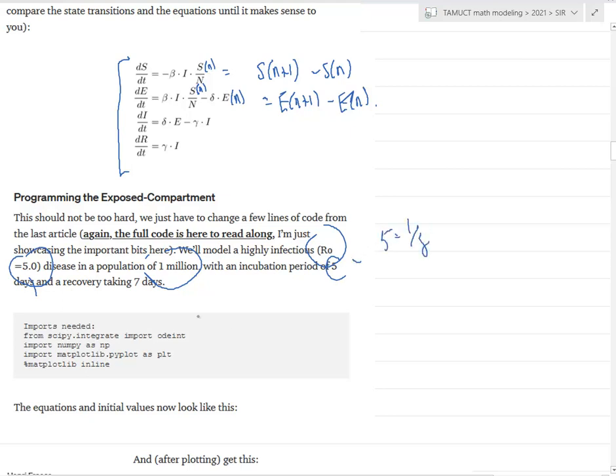And then recovery takes 7 days. So I'm sorry, that's 1 over delta. 5 is 1 over delta, and 7 is 1 over gamma. All right, so you should be able to program this. And then when I make up the assignment sheet, I will specify exactly how we want to make that happen. All right, so that's where we're going to be headed.